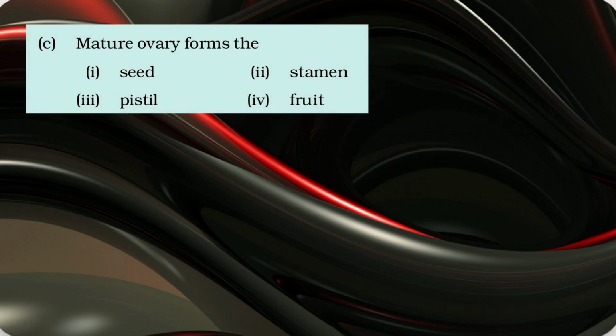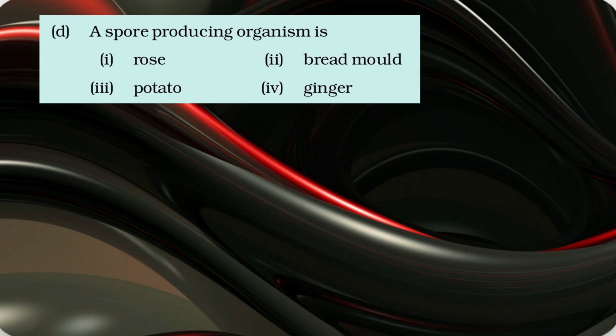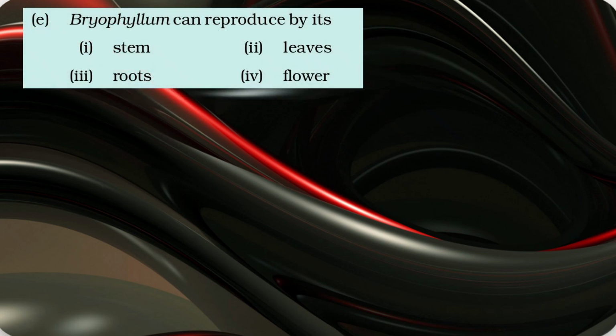C. Mature ovary forms the 1. Seed, 2. Stamen, 3. Pistil, 4. Fruit. Answer is fruit. D. A spore-producing organism is 1. Rose, 2. Bread mold, 3. Potato, 4. Ginger. Answer is second, bread mold. E. Bryophyllum can reproduce by its 1. Stem, 2. Leaves, 3. Roots, 4. Flower. Answer is 2, leaves.